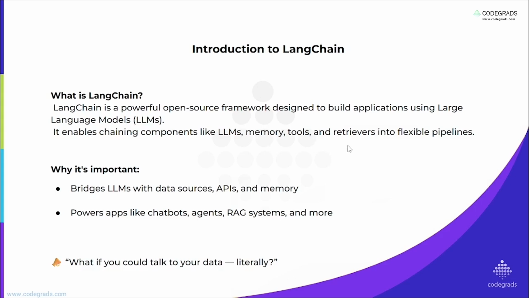Now, why is it important? It bridges the LLM with data sources, APIs, and memory. LangChain is a framework used to connect LLMs with data sources, APIs, and memory, and it powers apps like chatbots, agents, RAG systems, and many more applications. So the summary of this slide is that LangChain is an open source framework designed to help developers build applications powered by large language models. It allows you to connect an LLM like OpenAI's GPT with tools, memories, and knowledge sources to create context-aware and interactive agents or pipelines.